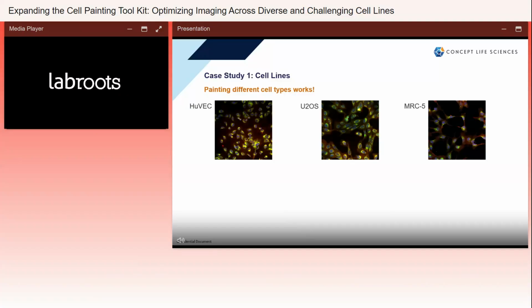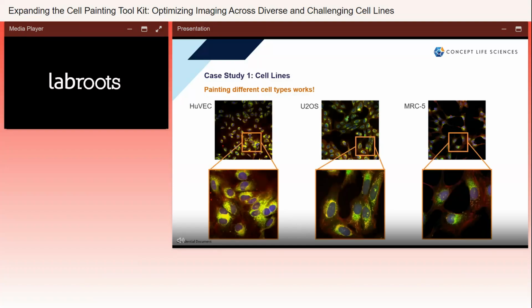MRC5s in particular are something I would consider to be excellent for cell painting, as repeated imaging with this fibroblast line gives consistent results. Clear delineation of the nucleoli and individual actin filaments, as well as being able to distinguish individual mitochondria, mean that these are perfect for this application. HUVEX, on the other hand, proved to be more challenging.